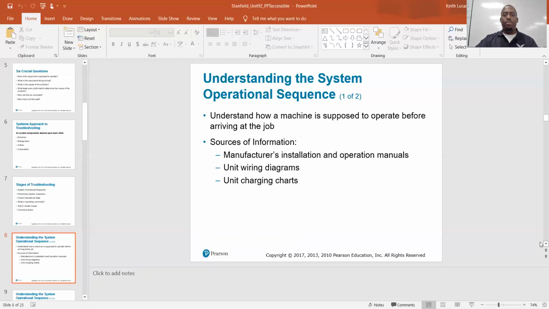Understanding the system operational sequence. Understand how a machine is supposed to operate before arriving at the job. Sources of information: manufacturers' installation and operation manuals, unit wiring diagrams, unit charging charts. We've gone over a few charging charts in the lab, so we've all seen how we find the target subcool. So you'll see things like that on various units. Obviously the wiring diagrams, we've all been real familiar with those. Those are your tools to help you figure things out.